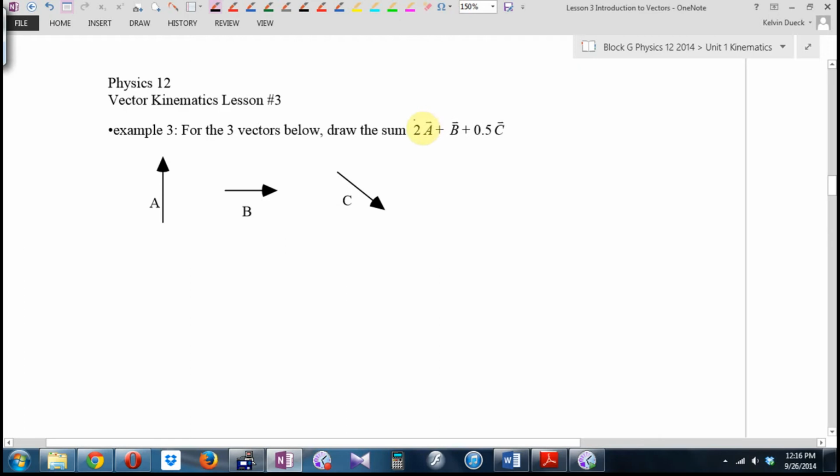Oh, wait a minute. It wants me to draw 2A. How could I draw 2A if this is a picture of A? What would 2A look like? Twice as long. I'm eyeballing it, but that's pretty close, yeah? Try and be roughly to scale. Plus B plus, what would 0.5c look like? Yoink.